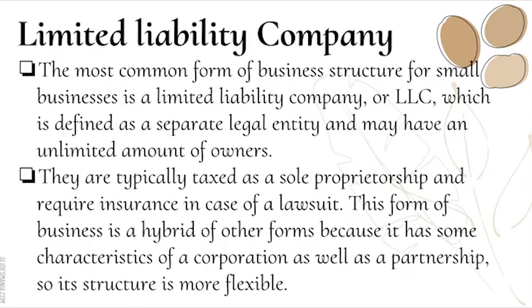The last one is limited liability company. The most common form of business structure for a small business is a limited liability company, also known as an LLC, which is defined as a separate legal entity and may have an unlimited amount of owners. They are typically taxed as a sole proprietorship and require insurance in case of a lawsuit. This form of business is a hybrid of other forms because it has some characteristics of a corporation as well as a partnership. Its structure is more flexible than a sole proprietorship.